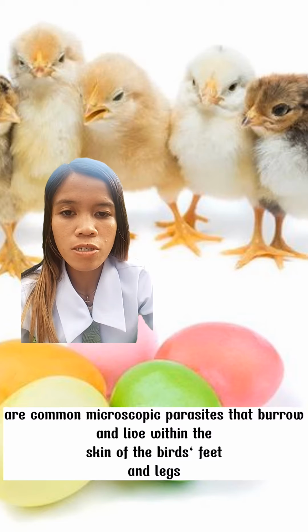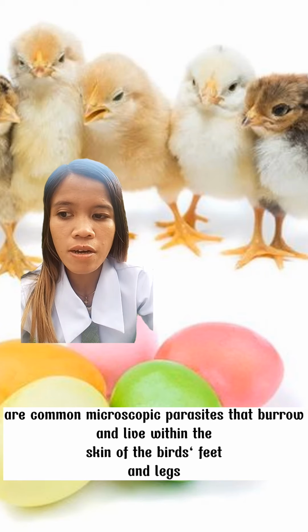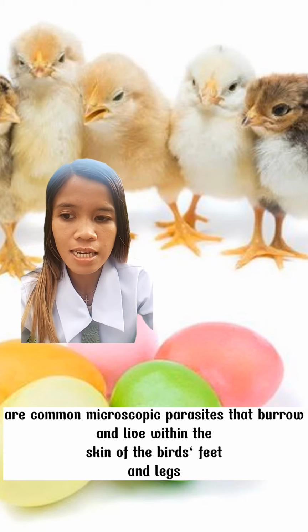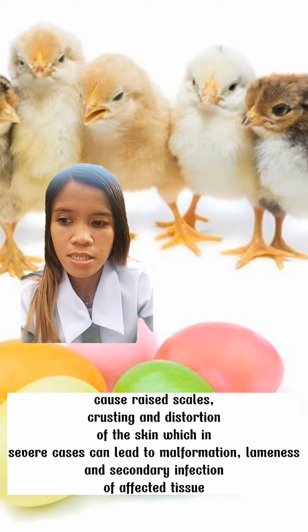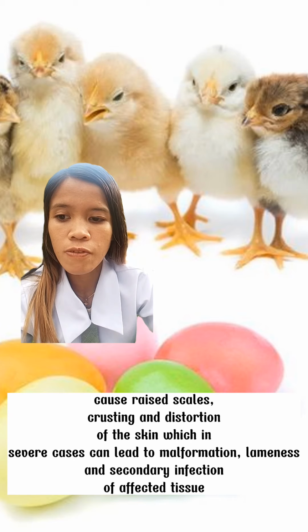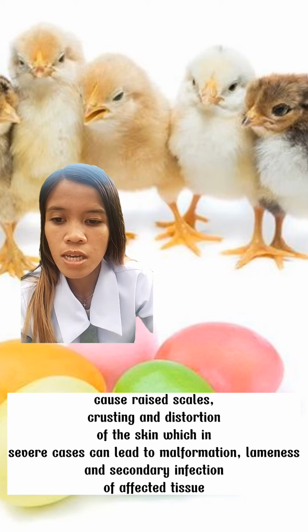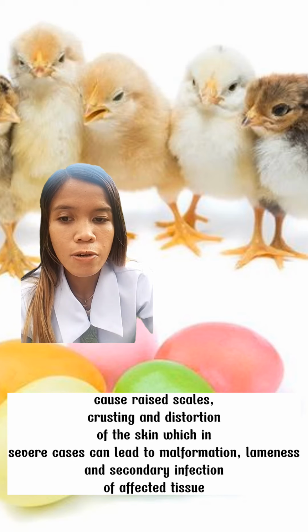These are common microscopic parasites that burrow. Burrow means make a hole or tunnel, and these live within the skin of the bird's feet and legs. When the animals have scaly leg mites, this can cause raised scales, in which the skin of the birds slowly loses. Crusting also refers to the skin forming into hard crusts, and distortion of the skin. The skin of the birds will not look like normal skin on birds.